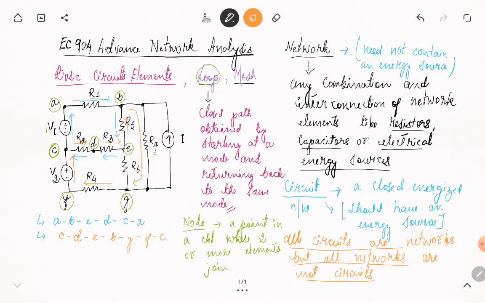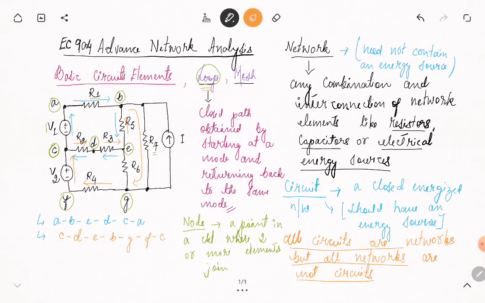Starting from C, going through certain circuit elements like R2, R3, R5, R7, R4, V2, and returning back to the starting node, that is C. So this is also another example of a loop.